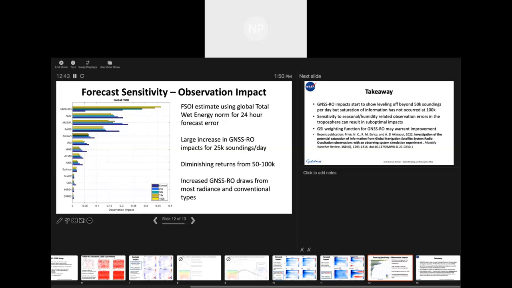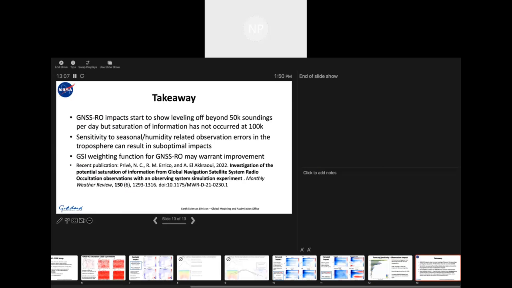And if you keep increasing the count of the RO, you do get more impact, but you can see there's a reduction. You get a really big jump in the impact going to 25K, and then a smaller jump going to 50K, and then smaller and smaller. So there definitely seems to be a diminishing return, especially above 50,000 additional RO per day. Our quick takeaway here is that we see a tendency to level off in the impacts once you get past 50,000 RO data.